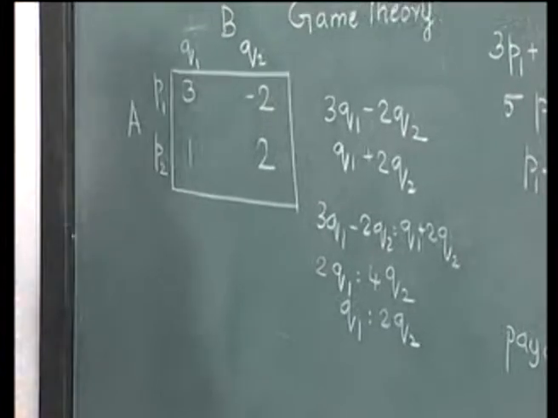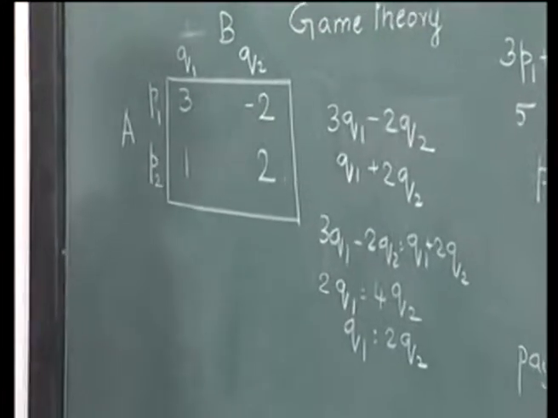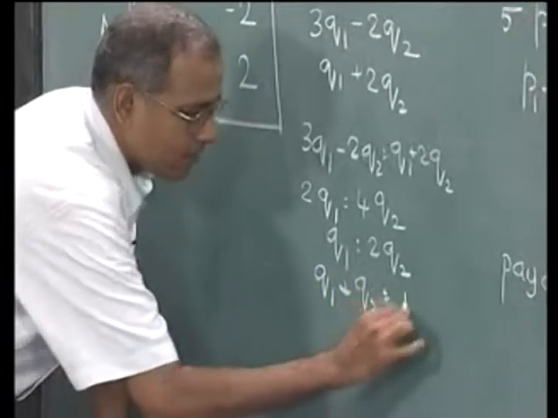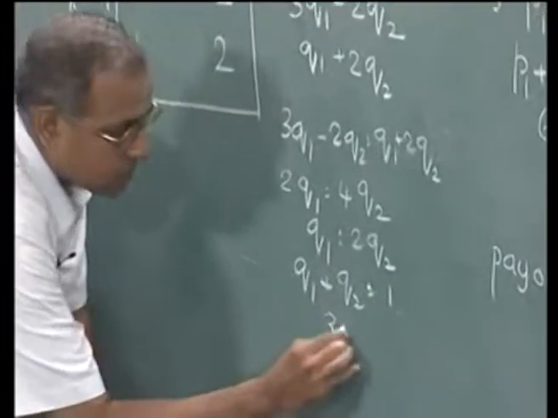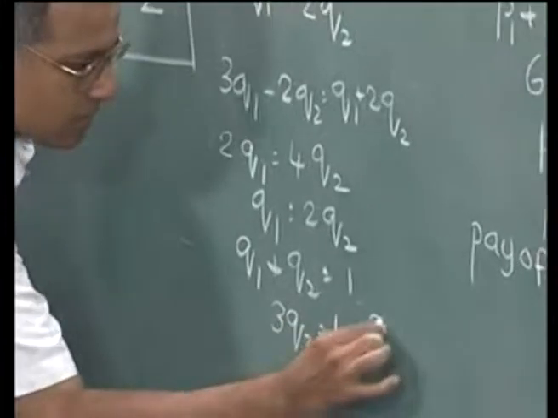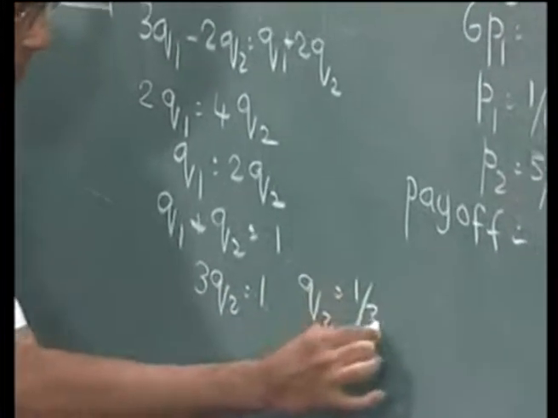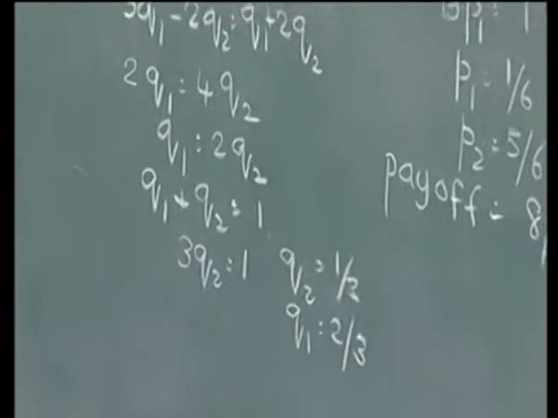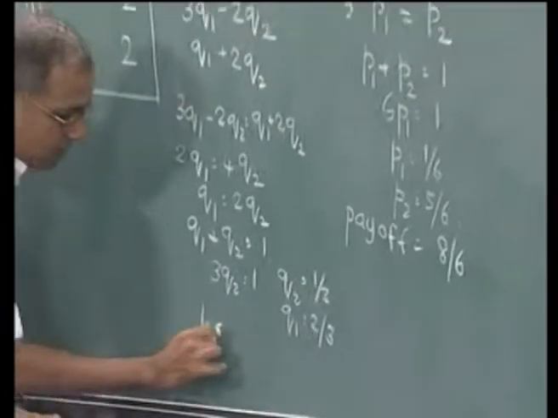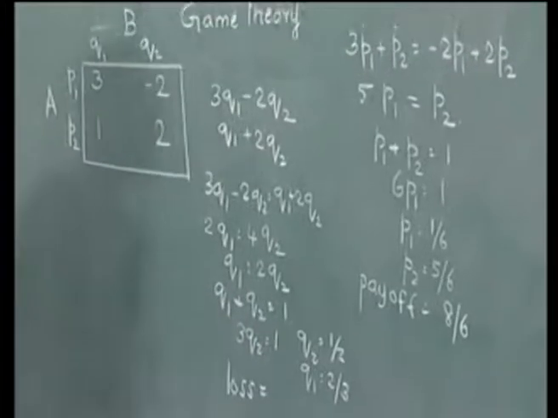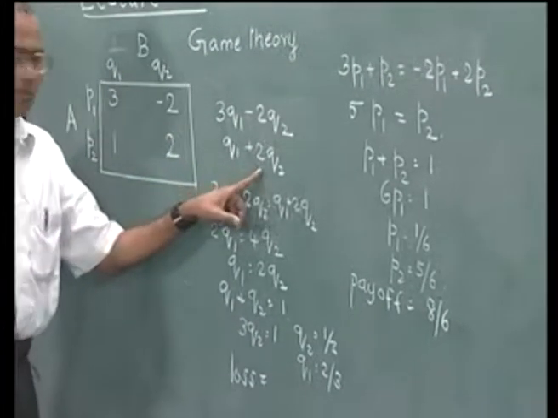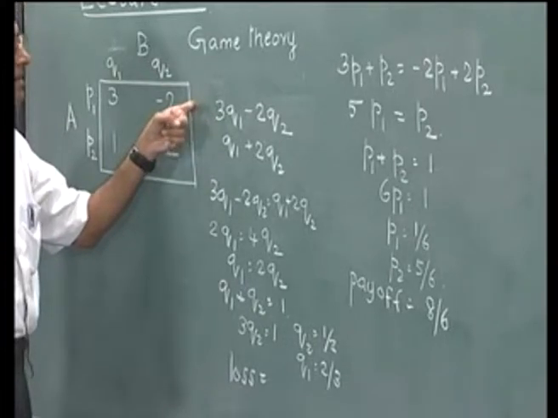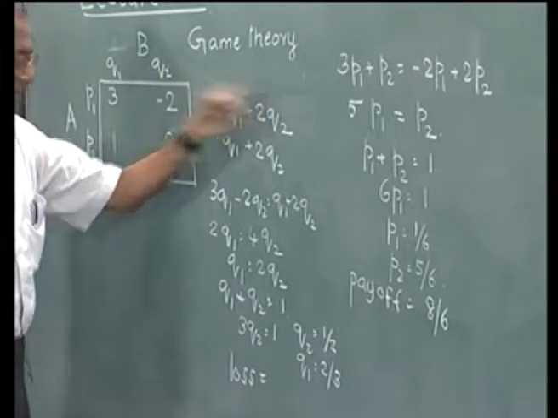Now, q1 and q2 being proportions and probabilities, q1 plus q2 is equal to 1. So, 3 q2 is equal to 1. So, q2 is equal to 1 by 3, q1 is equal to 2 by 3, and B's loss or payoff will be q1 plus 2 q2, or 3 q1 minus 2 q2.